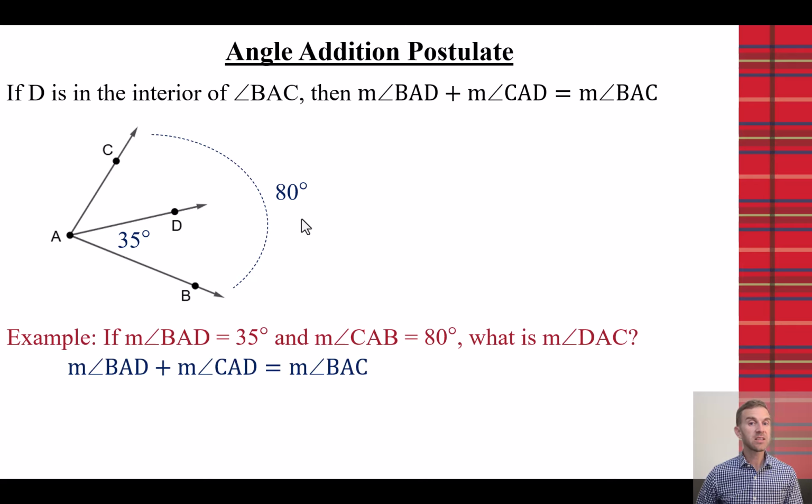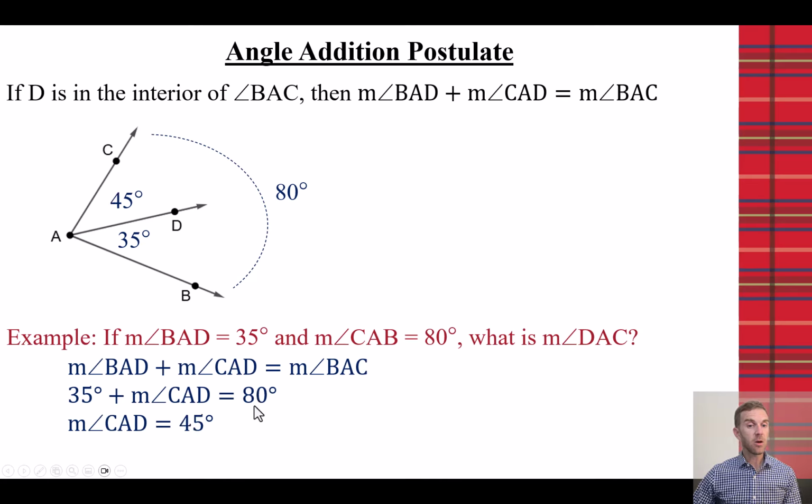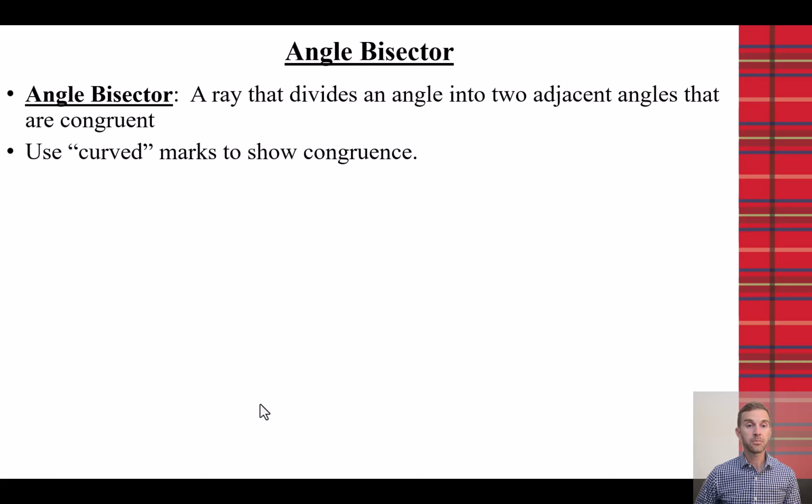So we can set that up and substitute in our values. And we can say that 35 degrees plus the measure of angle CAD has to equal 80 degrees, which then tells us that the only possible value is 45 degrees for the measure of angle CAD.